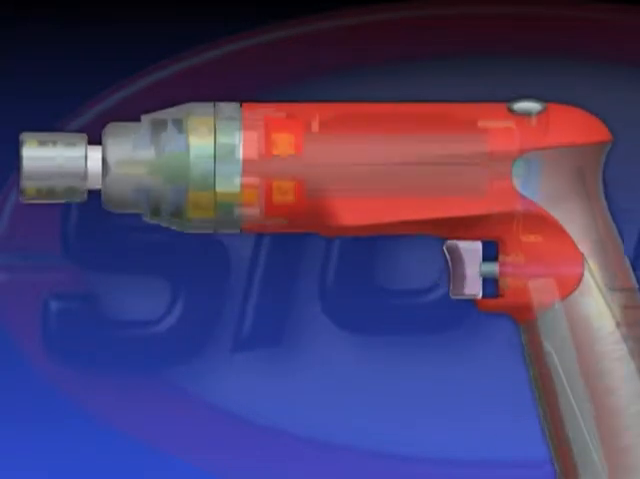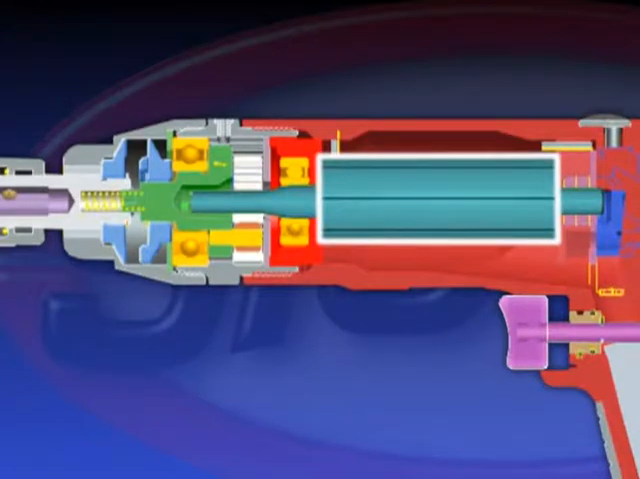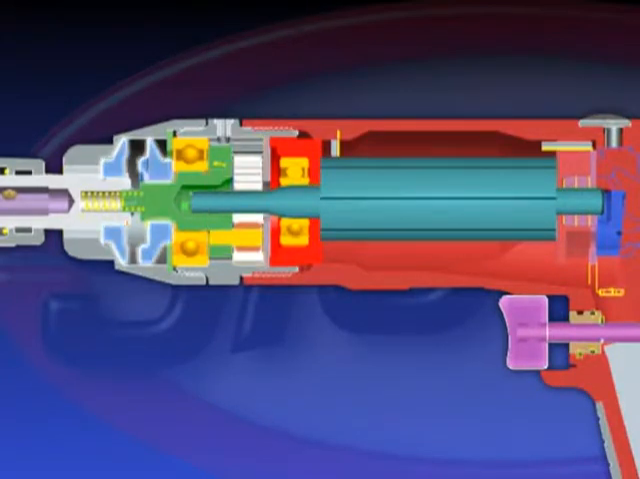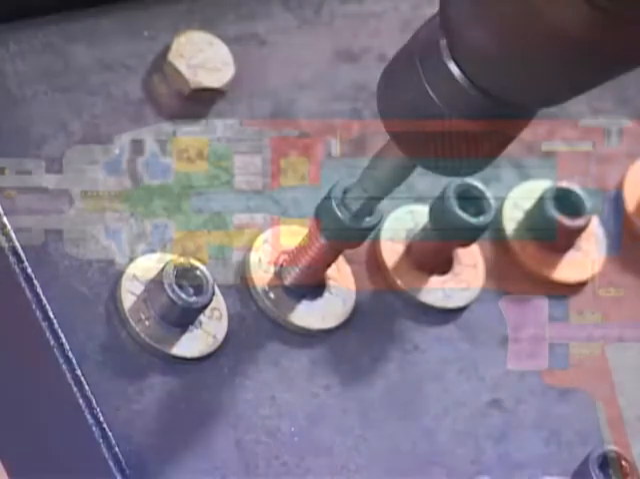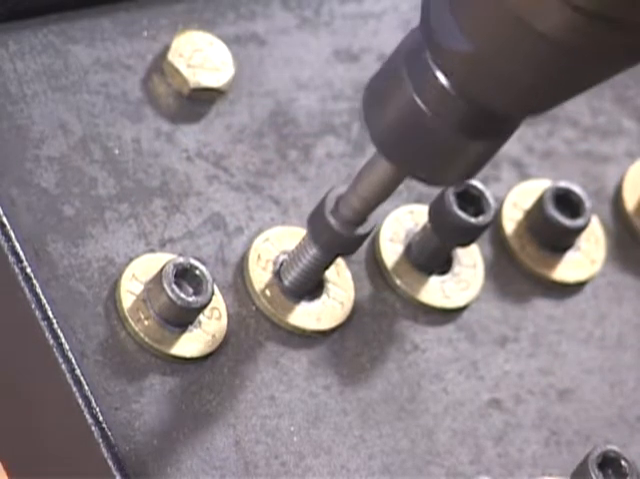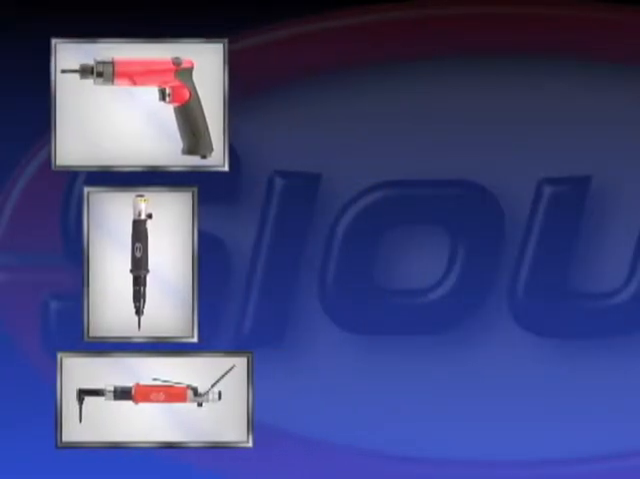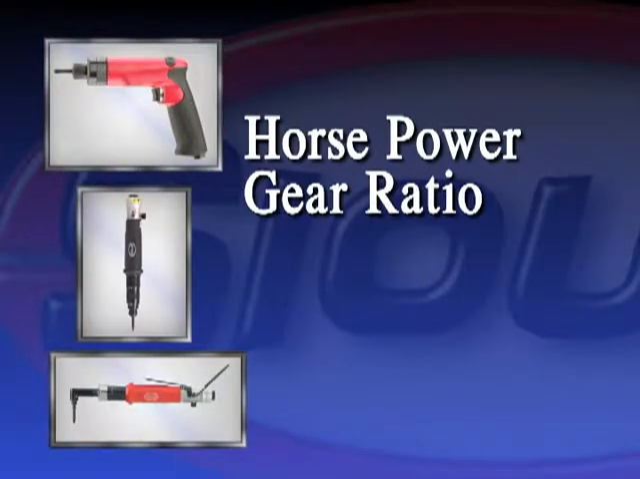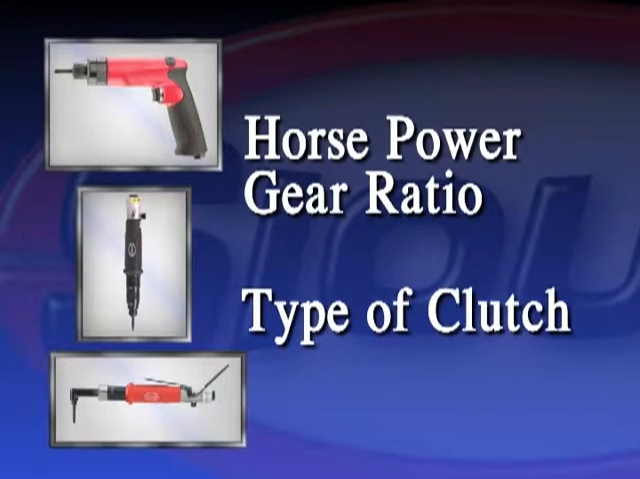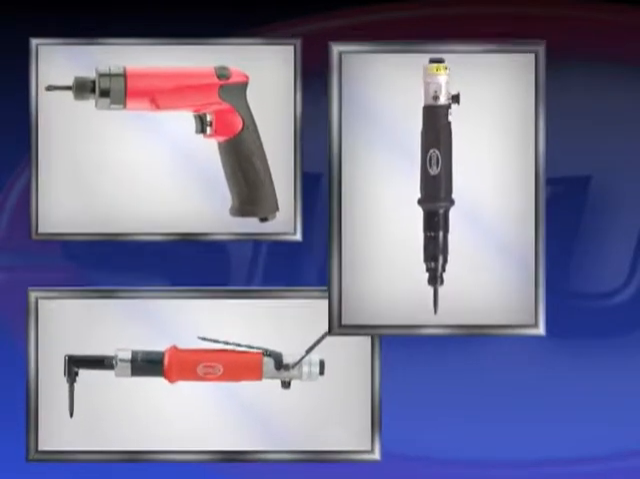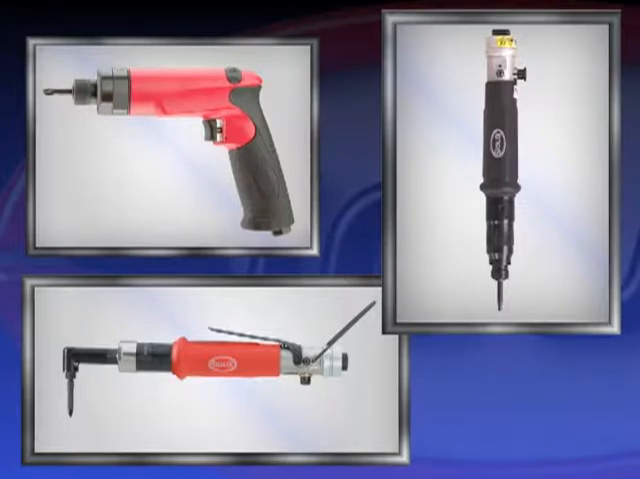The operation of a screwdriver is an air motor and planetary gearing used to drive a clutch spindle, producing torque in a fastener. The action of the torque creates clamp load in an assembly. The motor size, meaning horsepower, gear ratio, and type of clutch determine performance and are key factors in the selection of the appropriate tool for a given application.